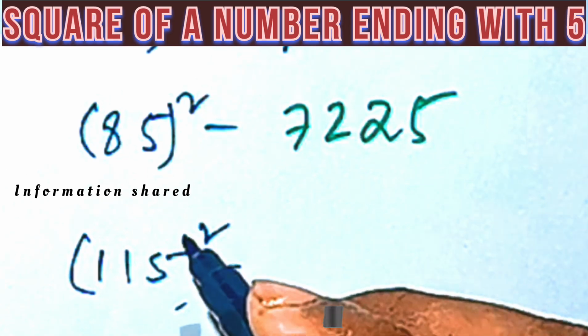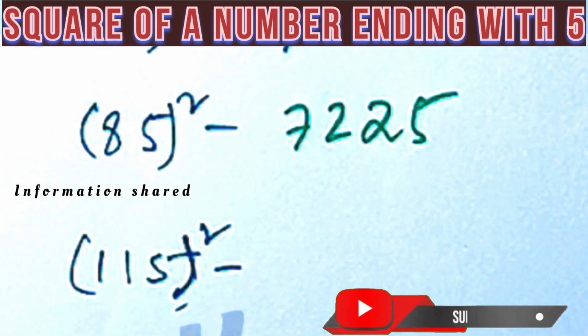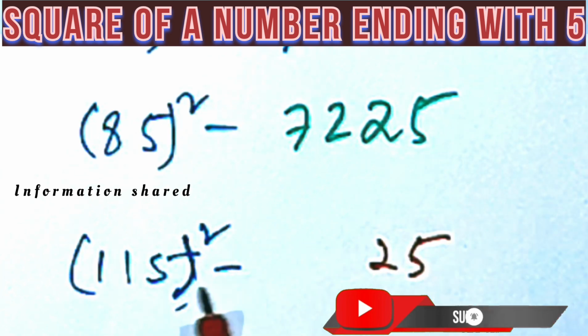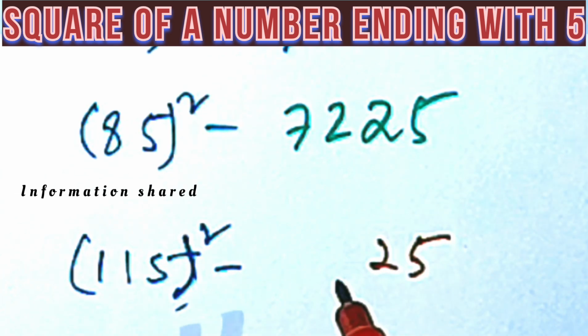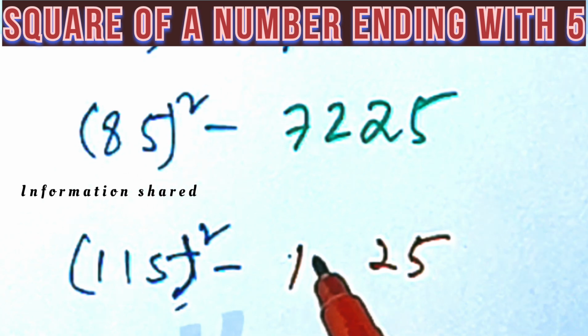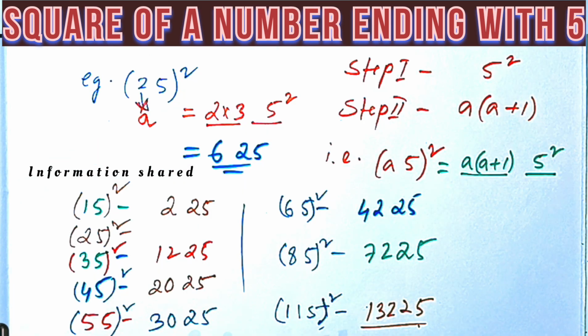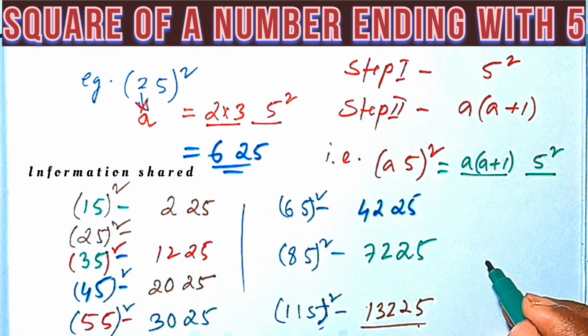What we have here is 115 squared. So we write the permanent number 25. 11 into 12 is 132. So let me give you some examples so that you can try it yourself.